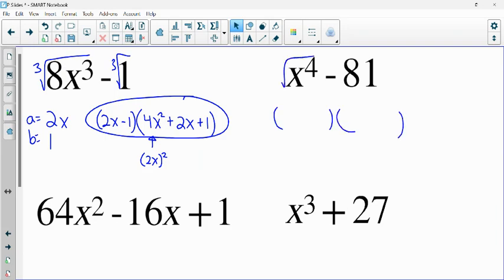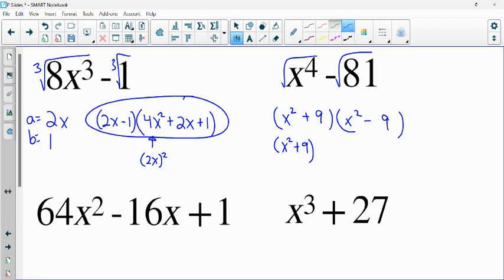So I'm going to take the square root of x to the fourth, which is x squared. Square root of 81 is 9, and then we have opposite signs. Now, can I go further with either one of those? I can. Which one? The one on the right, I have difference of squares again. Remember, there's no such thing as sum of squares. So the first factor is going to stay as x squared minus 9. But I can do difference of squares again for my second factor. And so I get x plus 3 and x minus 3.